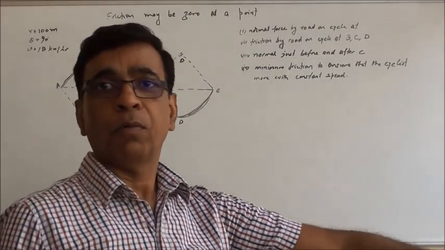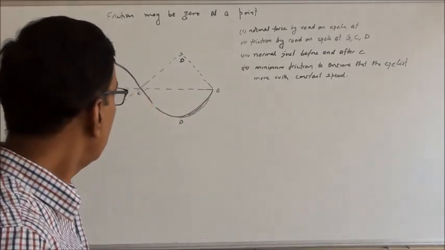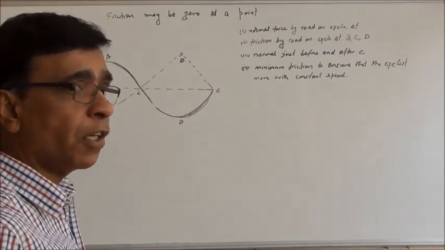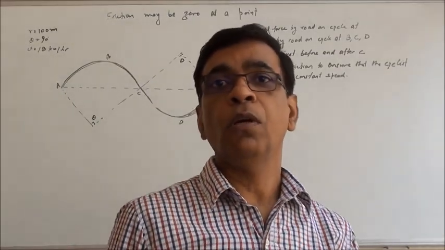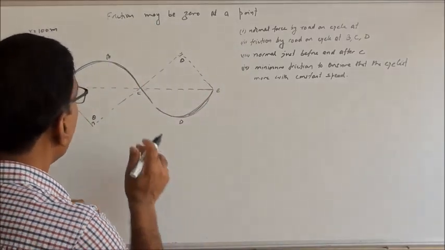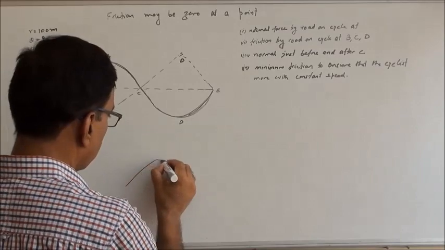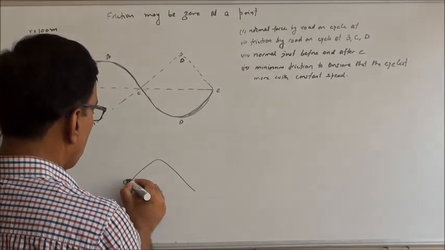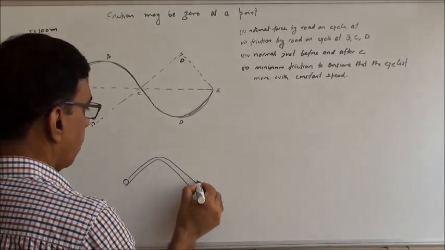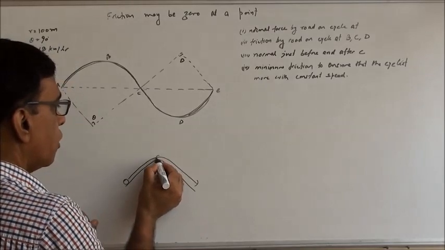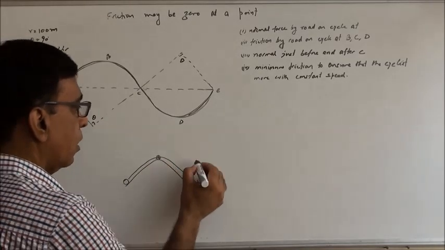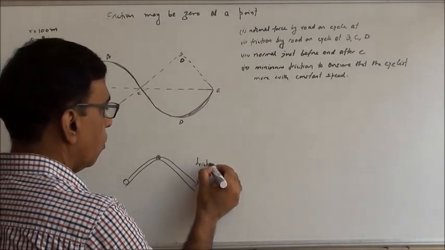Now let me take another problem in which we will see that the friction can be zero at a point. What does it mean? If I take a body moving like this and ask you to find the frictional force at this point on it, then it is taken to be zero.